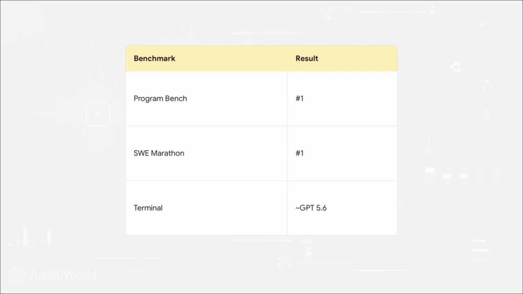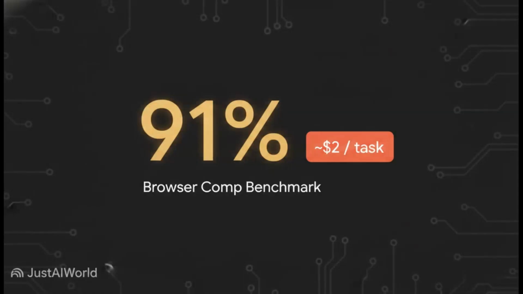And, you know, beyond pure coding, it is an absolute powerhouse as a browser agent too. Check this out. It scores over 91% on the browser comp benchmark. The truly incredible part here is that it's delivering performance comparable to flagship closed models like Claude Mythos 5 and GPT 5.6 Sol, but it does it for only about $2 a task. That is a total game changer.